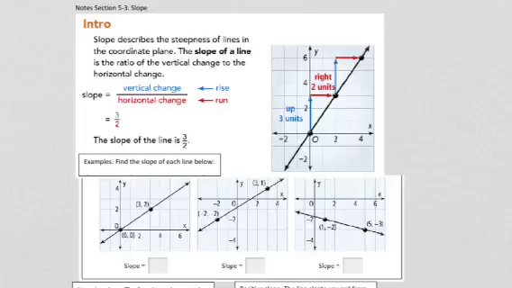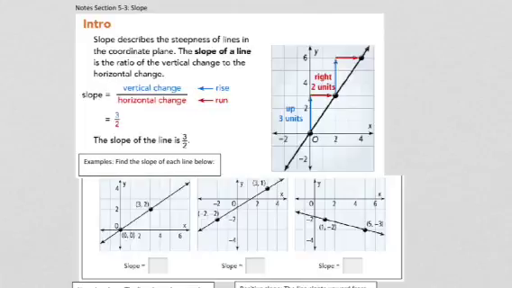So if we take a look over here at this example, we can see that the vertical change from one point to another goes up 3 units and to the right 2 units. And from this point here to the next point that I can identify, it's up 3 and right 2. So you will notice that a line has a slope that has the same vertical change to horizontal change between coordinates.